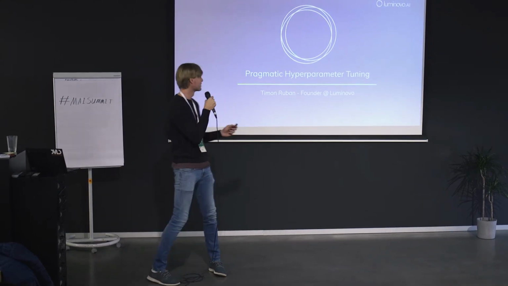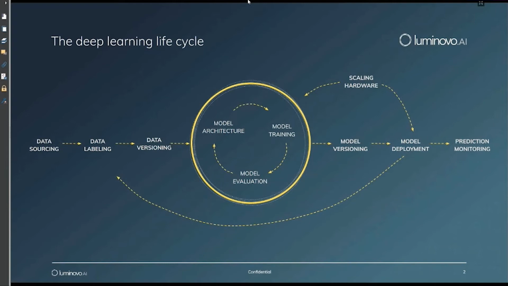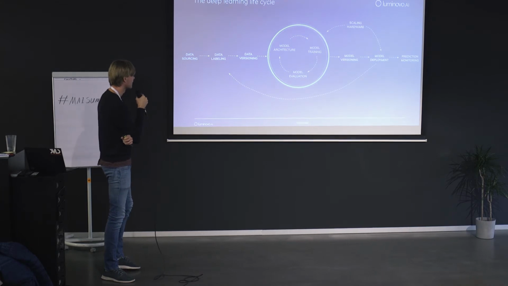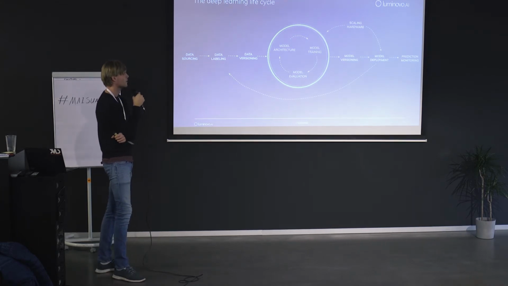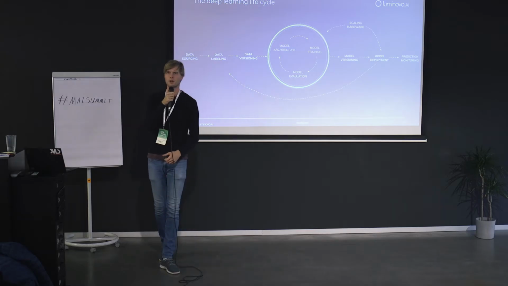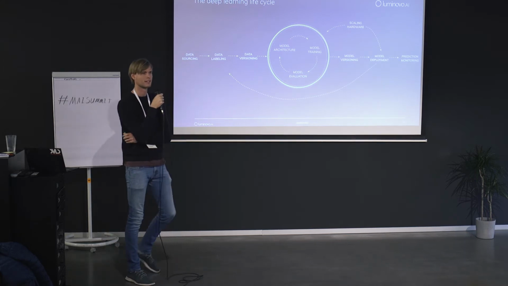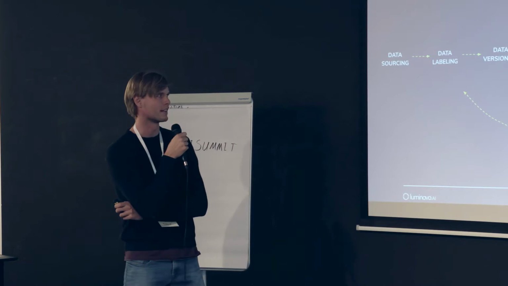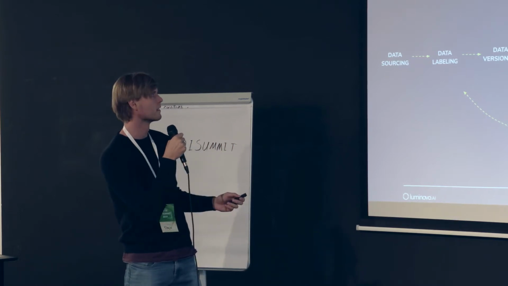Okay, let's start with hyperparameter tuning. Really quickly, here's the deep learning life cycle, all the stuff you usually have to do if you want to get a deep learning model into production, from sourcing the data, labeling it, versioning it somehow, to deploying the models later on. And what we're talking about is this thing in the middle: we want to find the right model architecture, train it, evaluate it, and then use that to find an even better architecture and train the model even better.